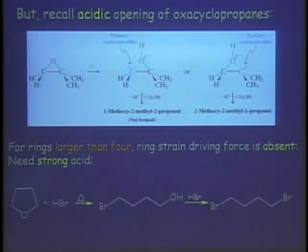Okay, so for rings that are larger than 4, unstrained rings, relatively unstrained rings, these guys are really stable. So this is THF. THF is rock stable. That's why it's used as a solvent. And so you have to beat on this. And so synthetically, this is not used much. It's more interesting from a mechanistic point of view, if anything.